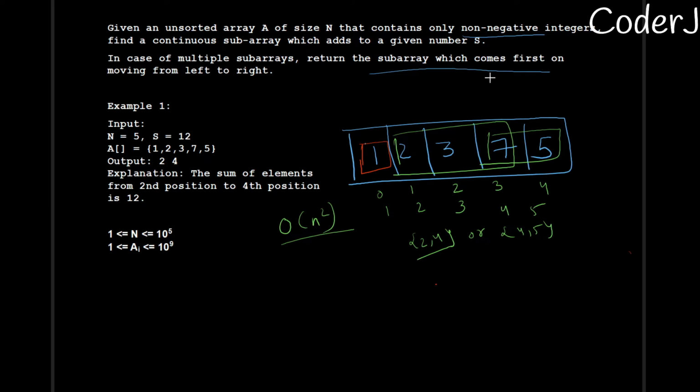Okay, so now let's move on. Now let's actually try to implement this. So this is a window. The sum is 1, the total is 12. This is smaller, right? So I will increase the size.